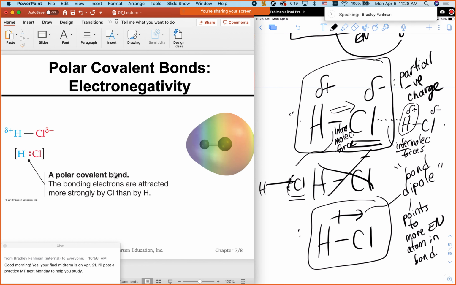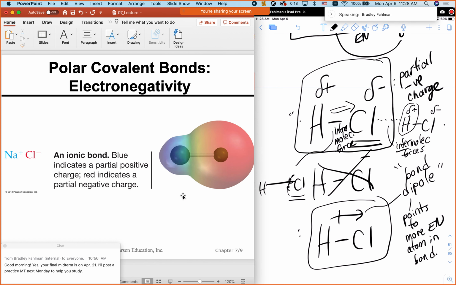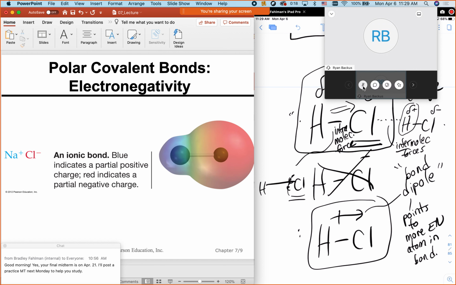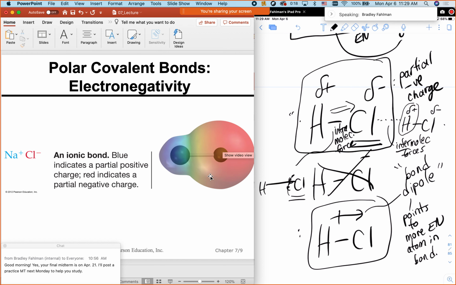If we go to polar covalent, the purple indicates less electron density, and in HCl you can see more electron density, now red even, so a lot of electrons are centered more on the chlorine atom. And then in an ionic bond, you don't have any electrons really between them. So in this case, all the electrons are on the chlorine. There's zero electron density on the sodium here.